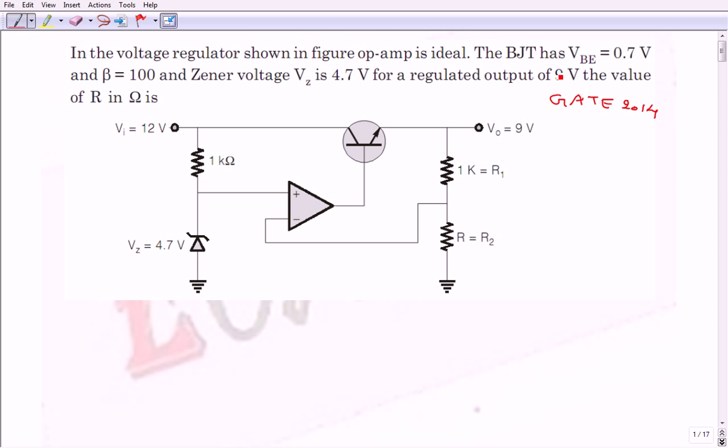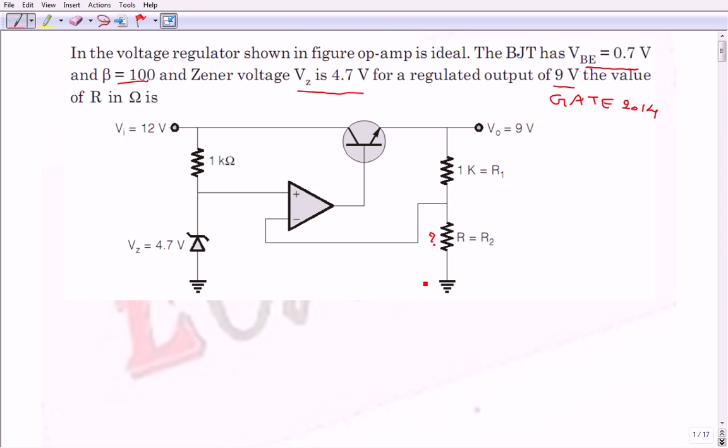The given information is that the BJT has 0.7 volts of VBE and beta of 100, and the Zener diode voltage is given as 4.7 volts, and we require 9 volts at the output. Then what is the value of R? This is the value of R we require, the value of R over here.